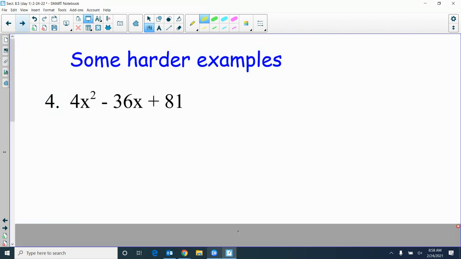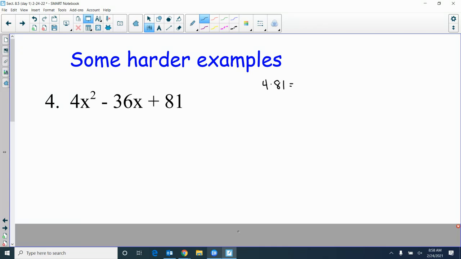Because we can come up with some harder ones that can be a little bit troublesome. So go ahead and write this one down. You got 4x squared minus 36x plus 81. Now, if we do our grouping method, Preston, what do I multiply together? 81 and 4. Oh, it's a big number.